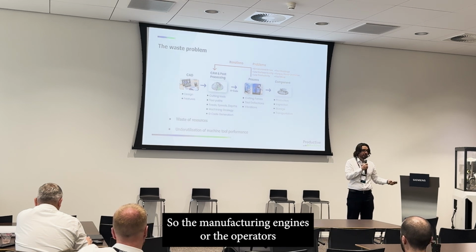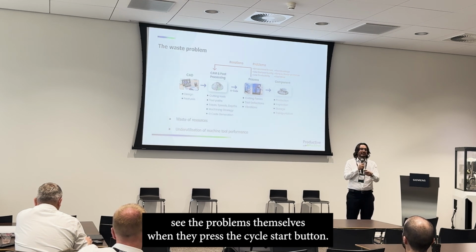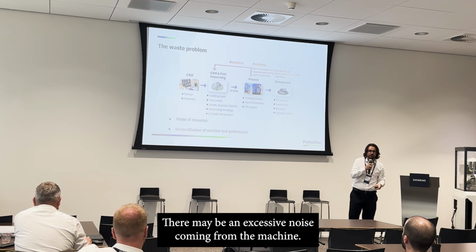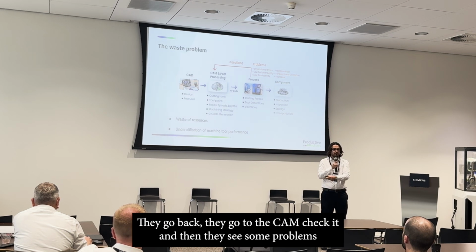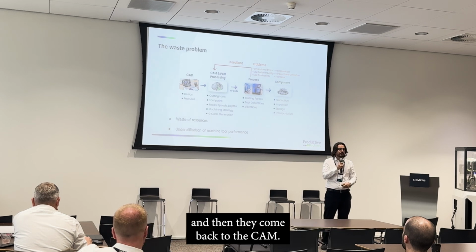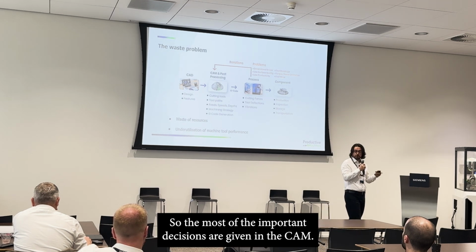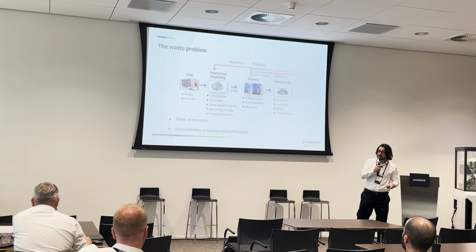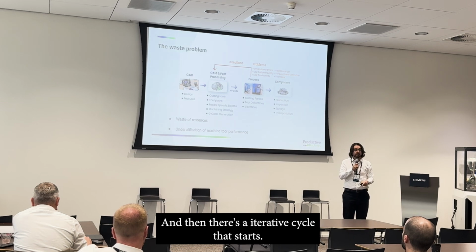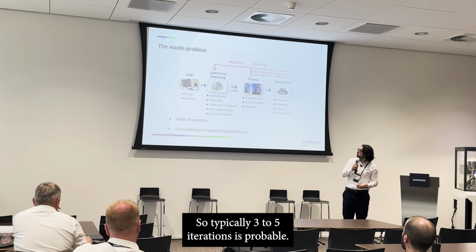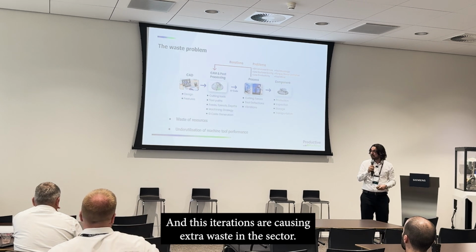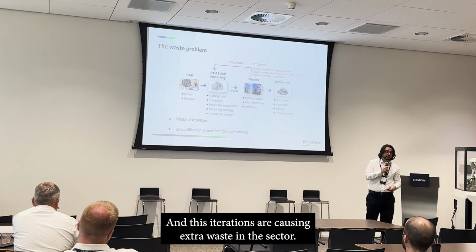So the manufacturing engineers or the operators see the problems themselves when they press the cycle start button. There may be excessive noise coming from the machine. There may be tool breakage issues, or nothing might have happened in the machine. They go to the CMM, check it, and then they see some problems, and then they come back to the CAM. Most of the important decisions are made in the CAM, and then an iterative cycle starts. Typically 3 to 5 iterations is probable and happens a lot. And these iterations are causing extra waste in the sector.